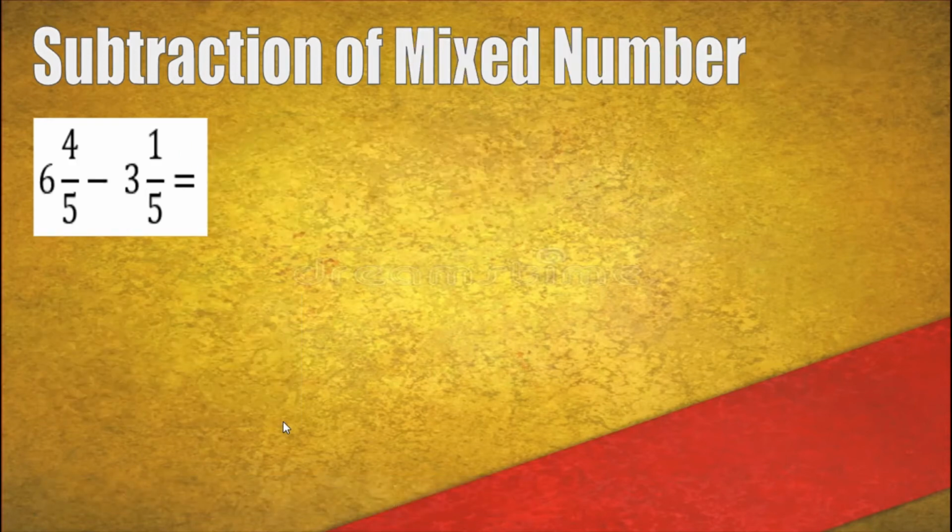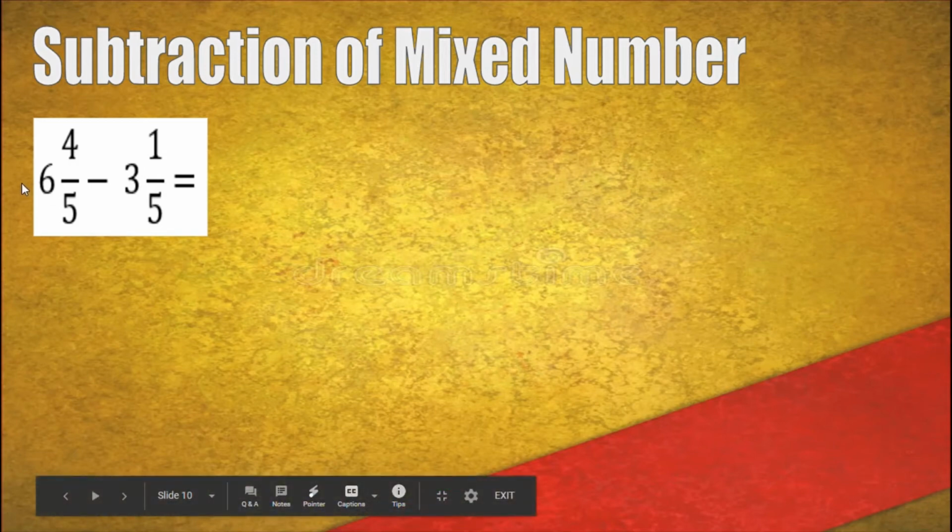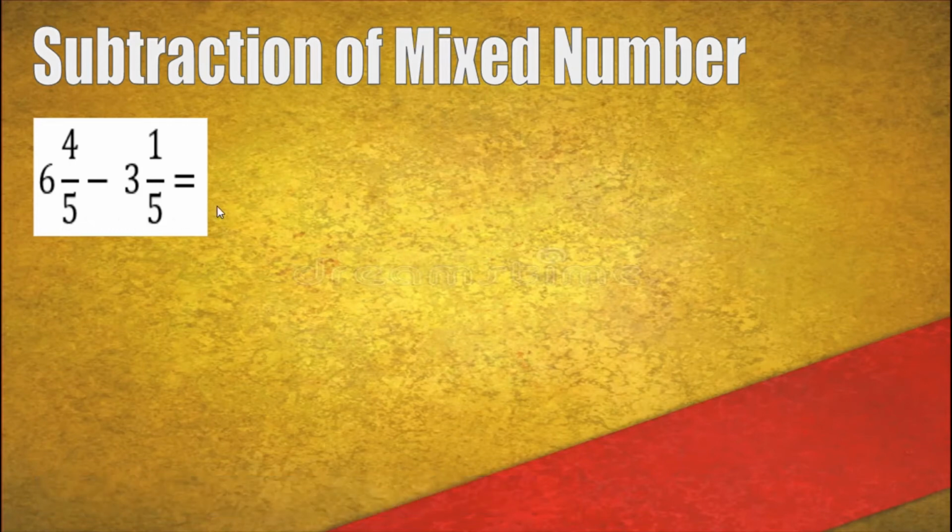Okay, now this time let us continue with subtraction of mixed numbers. In subtraction of mixed numbers, all we have to do is just subtract. Since we have the same denominator here, just copy 5 as the denominator. 6 minus 3, the answer here is 3. And 4 minus 1, the answer here is 3. So for our answer, 3 and 3/5.